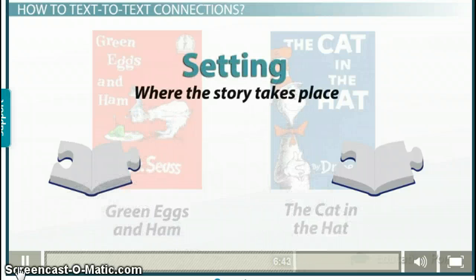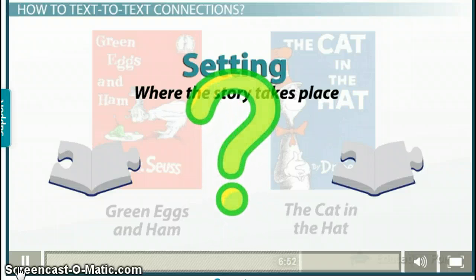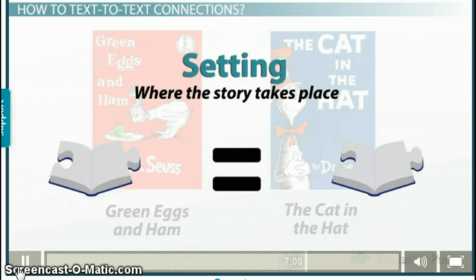Setting, where the story takes place. What historical era or location? What important details do the authors share about the setting? What mood is introduced through the setting? Our two stories are written around the same time, but there is no emphasis on historical period or setting. The main goal of the two stories is the development of plot and character.